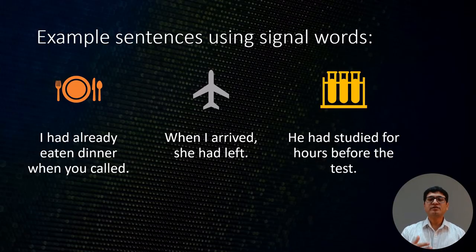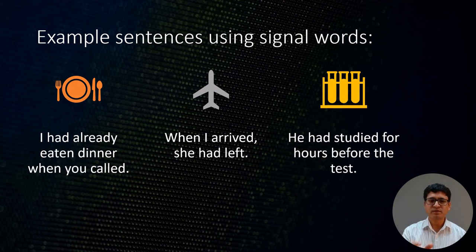Let's look at three more examples using signal words. I had already eaten dinner when you called. When I arrived, she had left. He had studied for hours before the test. Now let me ask you a question. From all these sentences, which action took place before and which took place after? Pause the video, answer this question, and then continue with the rest of the video.